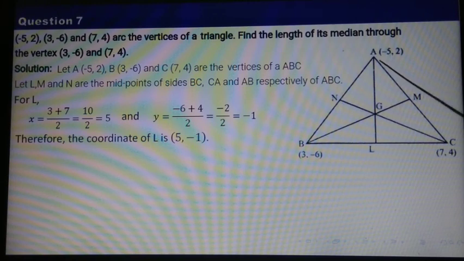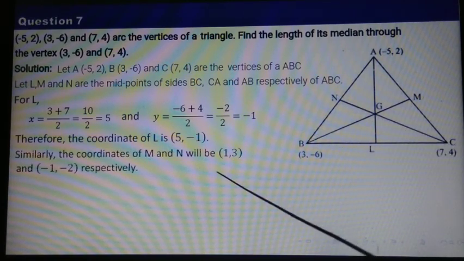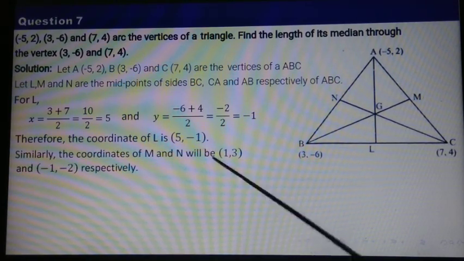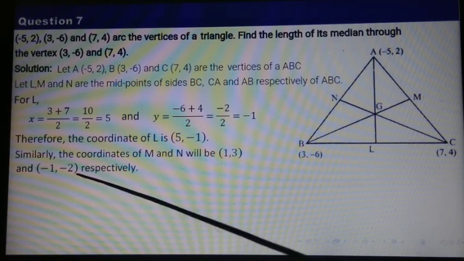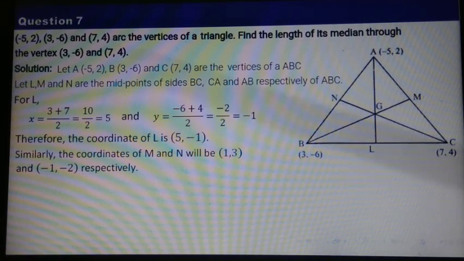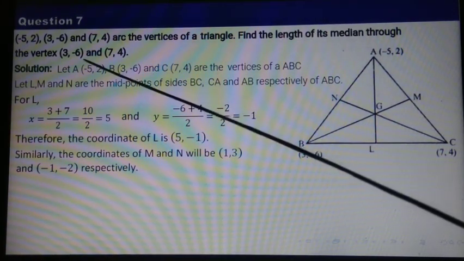So we found the coordinate of L. Similarly, you will find the coordinate of M, right? So you will call this as x1, y1, this is x2, y2. Okay, and similarly you will find the coordinate of N as well. Okay, so if you do, then you will find that the coordinate of M will be 1, 3 and the coordinate of N is going to be minus 1, minus 2. So you will verify this by yourself. Fine. Okay, now the question is asking find the length of the median through the vertex 3, minus 6.